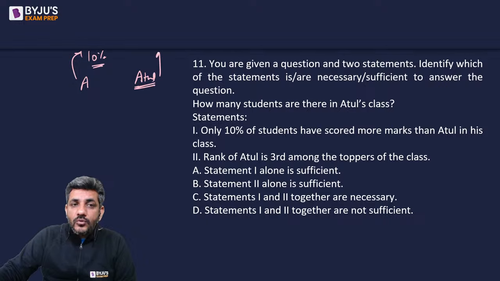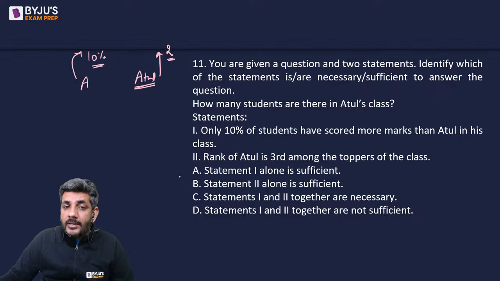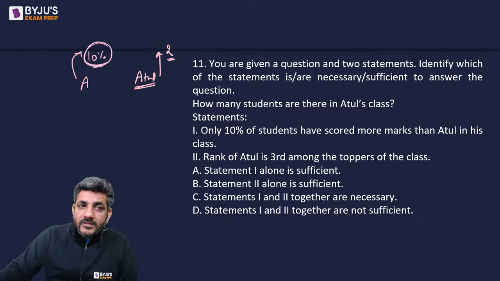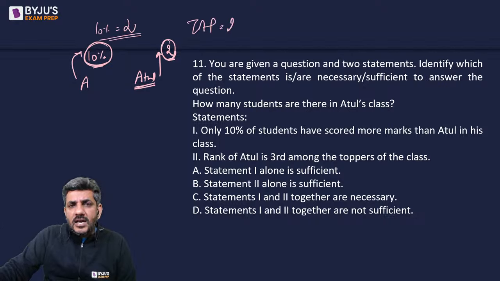That means there are only two people above Atul. Even this does not tell us, because we do not know how many people are below him. If I combine the two statements, there are 10% people above Atul, and there are two people above Atul. That straight away means that 10% is equal to 2. So the total number of students in the class is 20. Yes, a combination gives us the answer.